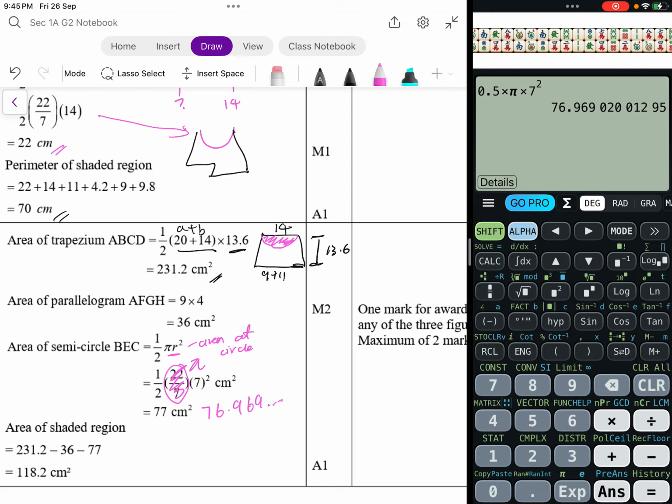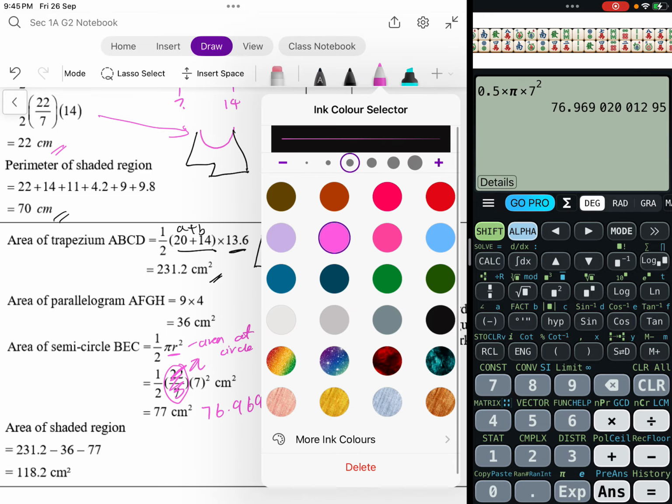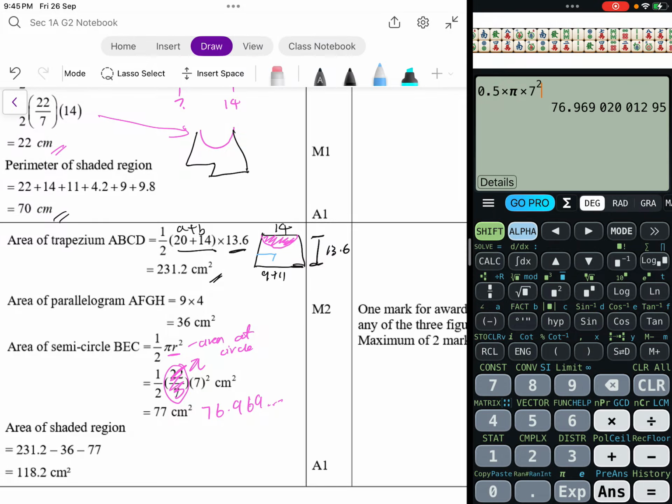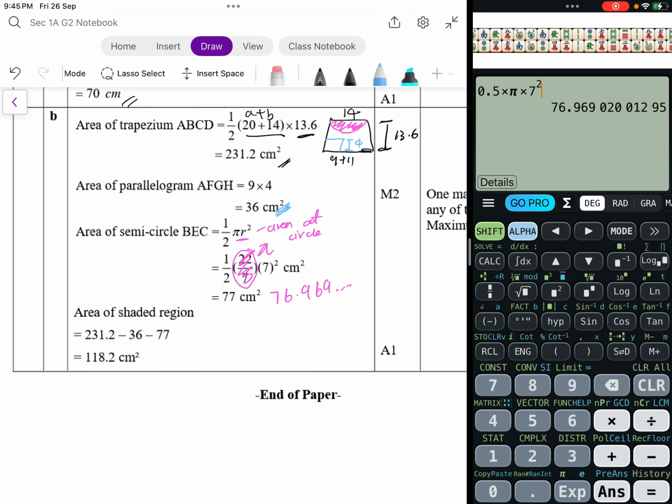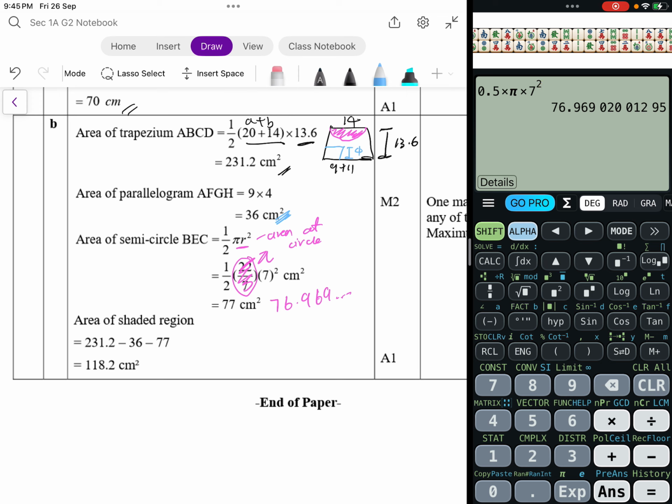From here you also have the parallelogram. They say the perpendicular height here is 4, so 4 times 9 gives the area of the parallelogram. So you take 231.2 minus 36 minus 76.969. We get 118.231. So to 3 significant figures, 118.